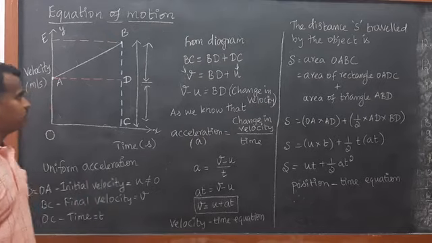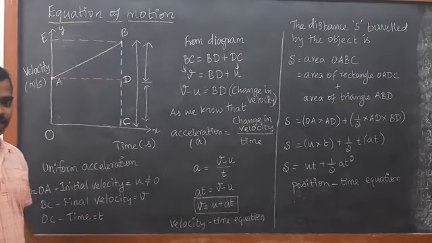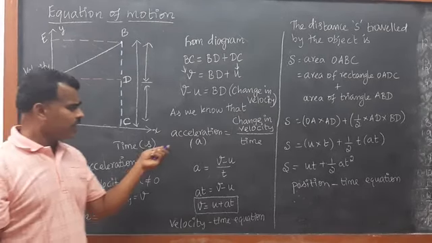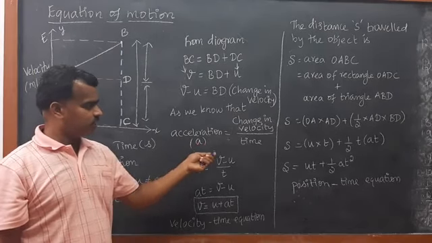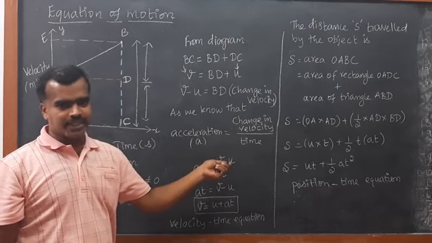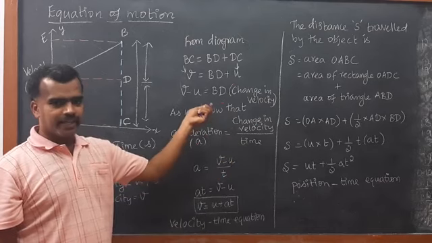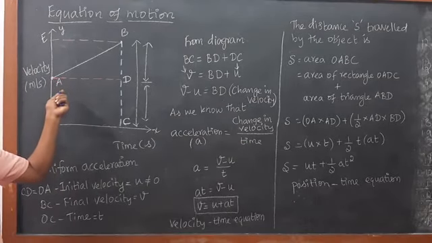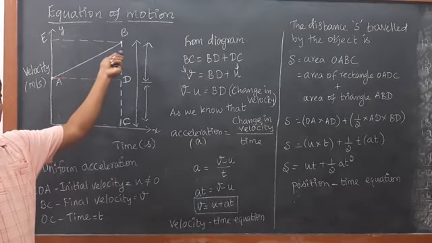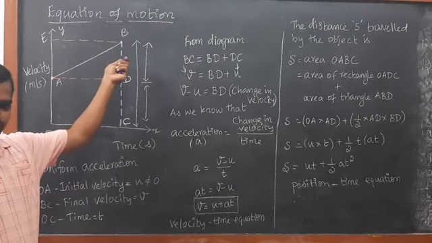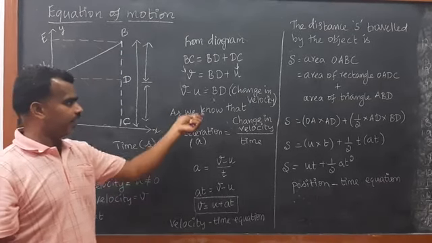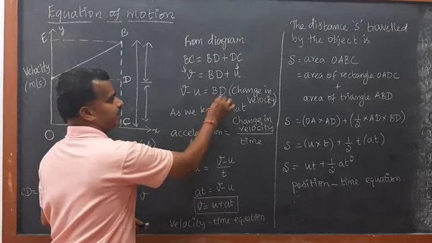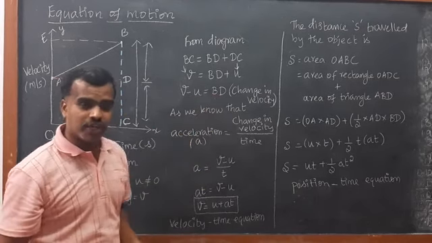What is BD? This one, right? What I said initially, it is a uniform acceleration, right? We can write acceleration a is equal to change in velocity divided by time. So what is this BD indicating? Change in velocity. So initially the velocity is U and after reaching some position the velocity is V, then the change in velocity we can generally write as V minus U. Yes, this BD is indicating V minus U. That means the change in velocity.